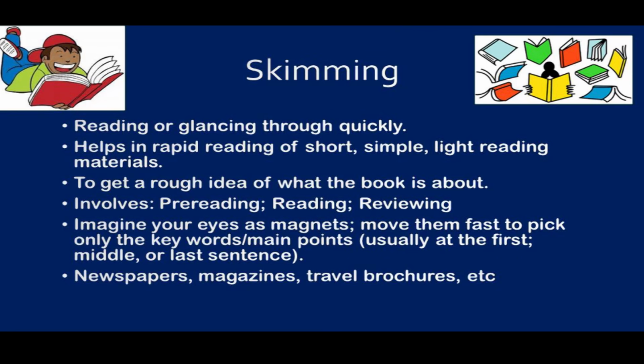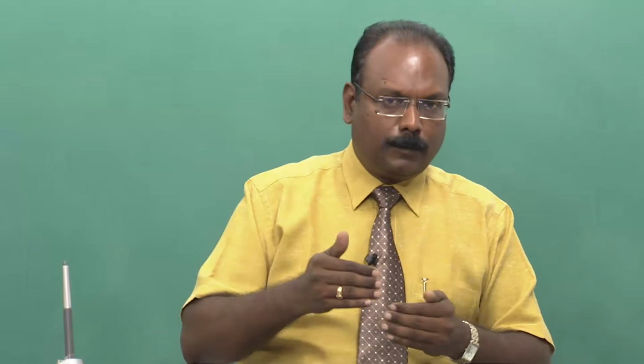So, skimming helps you to get a rough idea of what the book is about, and it involves 3 stages. That is the pre-reading stage, and proper skimming, that is, you try to do a kind of preview and anticipate what you are expecting in this. Then you read quickly, take a quick look, and also you quickly review in your mind what it is about, you reflect on it.